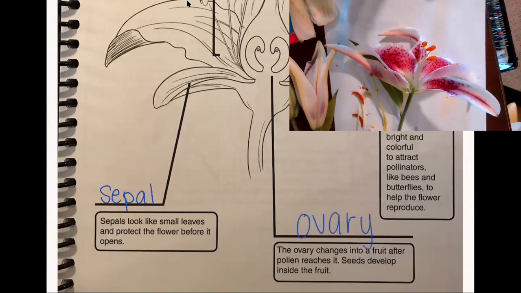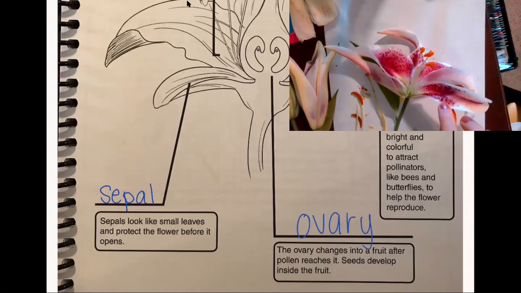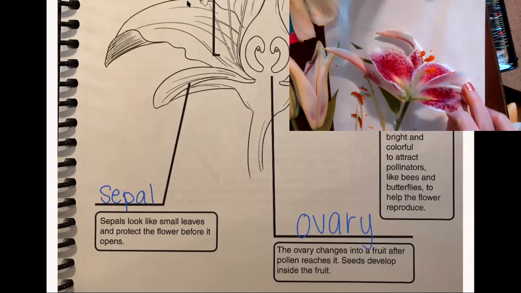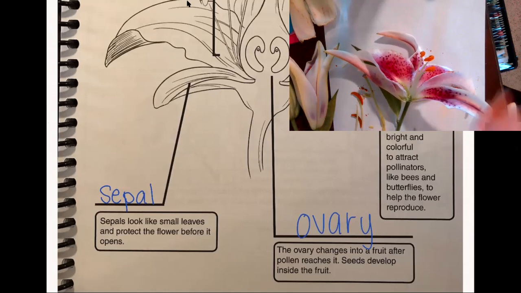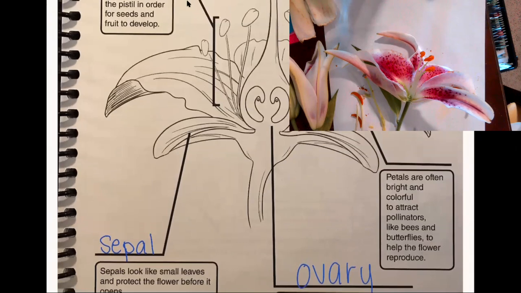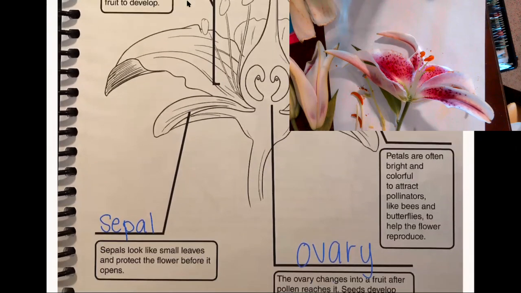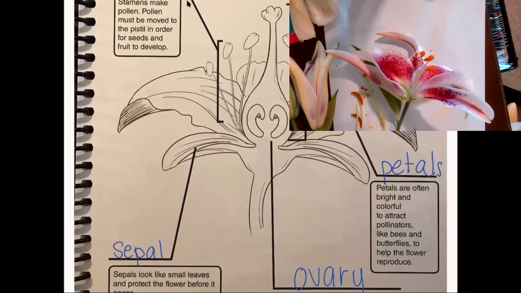Okay. And then finally, we have the petals, right? And we all know what the petals are for a flower. They're usually bright and colorful, and they attract pollinators like bees or butterflies to help the flower reproduce. So they'll take pollen from here and go to another lily and to another flower, and then the wind will blow and the pollen falls off of the bee. So the petals are important for attracting pollinators. So that's our last part, okay?